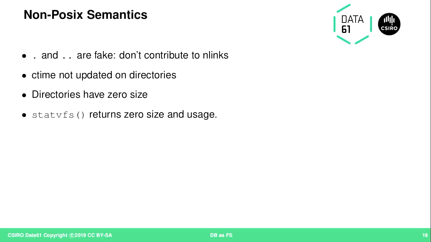We've still got some non-POSIX semantics. Dot and dot dot in every directory aren't really there. They're just added in when you do the getDents call, which means that as they're not really there, they don't contribute to nlinks, which meant that optimizations that say anything that's only got 2 links must be an empty directory don't work. CTime's still not updated on directories, and directories always have 0 size because they don't have any content except in the tree table. And statvfs isn't implemented, really.